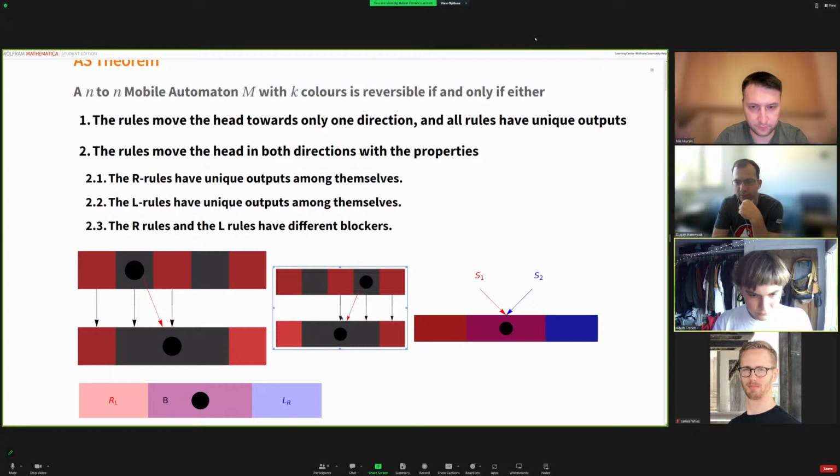Sorry about that. Right. So yeah, this is the reason why the blocker is important. It represents the set of cells which both a right rule and a left rule could have overwritten.